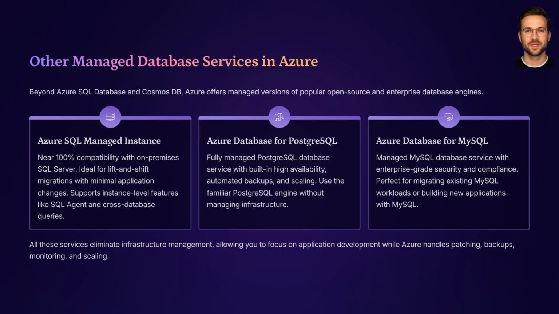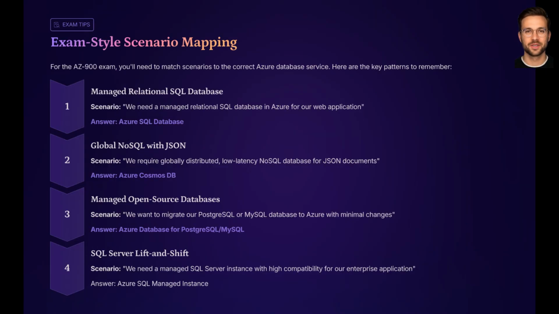Let's now map a few exam-style scenarios to the right Azure database service. Scenario 1. A company wants to migrate an existing SQL Server database to Azure and wants a fully managed relational database without managing virtual machines or the database engine. The best fit is Azure SQL Database. Scenario 2. An organization needs a globally distributed, low-latency database for a high-traffic web application with users in multiple regions, and they plan to store JSON documents and scale throughput dynamically. The best fit is Azure Cosmos DB.